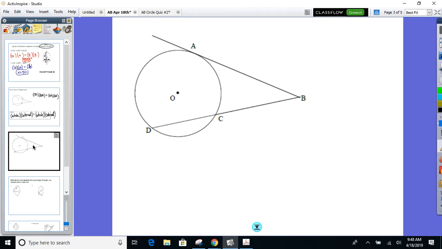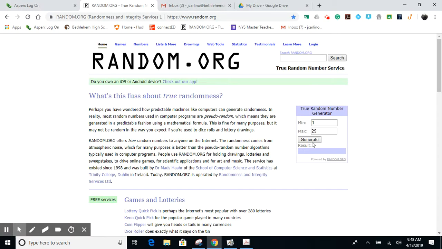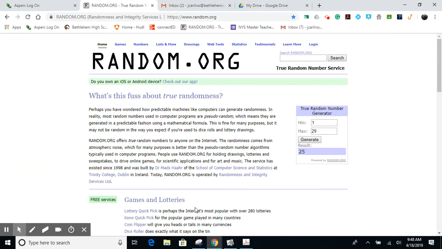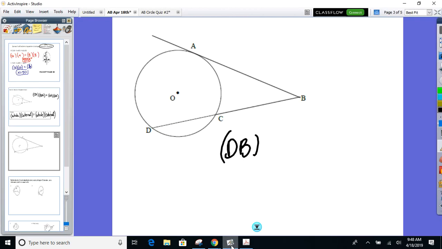All right, what if your diagram looks like that? What's BCD? Secant, and BA, tangent. I'm still using whole times external. Here's what it would look like, though. Secant, what's the whole secant? Can you name the whole secant? DB. Whole times external, BC.